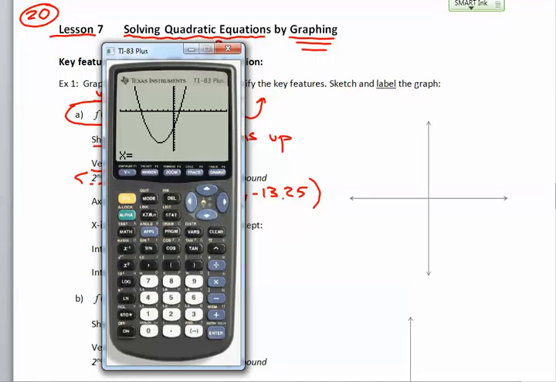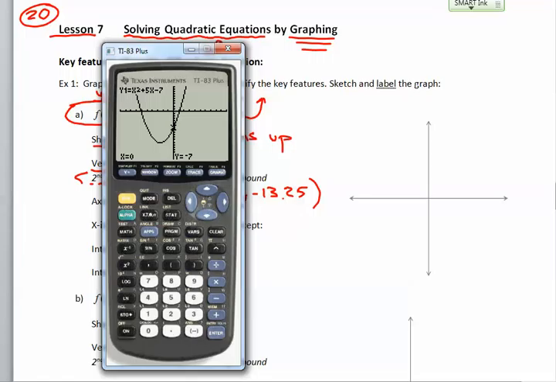So all I do to figure out the y-intercept is I go to second, calculate, value. Are you with me? It should say in the bottom left of your screen, x equals, and it allows us to fill in. We're just going to pop a 0 in there. We hit enter, and it gives me my y-intercept. What's my y-intercept? -7. Good job. So if I want to put it in coordinate form, it's (0, -7).